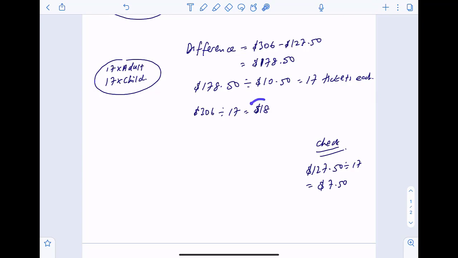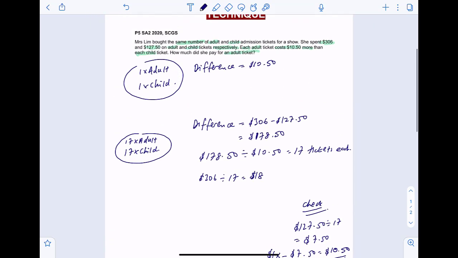So can we find the difference between the adult and the child ticket? 18 minus 7.50, which will give us the actual difference between each child and adult ticket of $10.50, which means that our answer of $18 for adult ticket is correct.